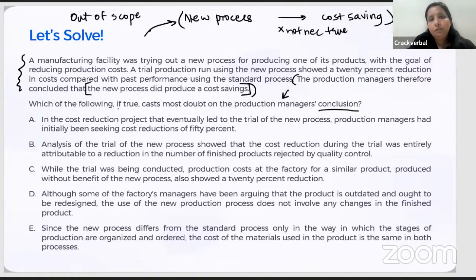Can you see this? Which of the following, if true? This tells me that none of these options are going to be mentioned here. These are new assumptions that have been brought in, and we have to consider them. We assume it's true and see if this is going to help me weaken this relationship.